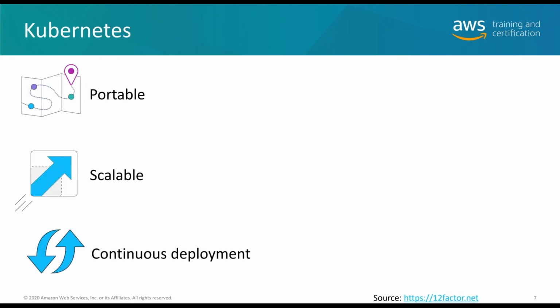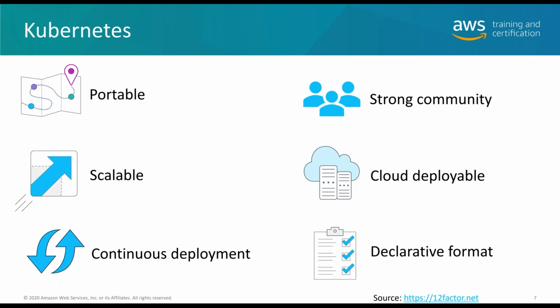Now, Kubernetes as an abstraction layer works well with containers to make things portable, to also do scalability, and to also enable continuous deployment, because you can now quickly deploy containers in seconds instead of waiting somewhere between 5 to 10 minutes for a virtual machine to boot. There's also a strong community. It's cloud deployable, and of course, it follows a declarative format that you can also check into a repository just like your Docker file from your container side of things.